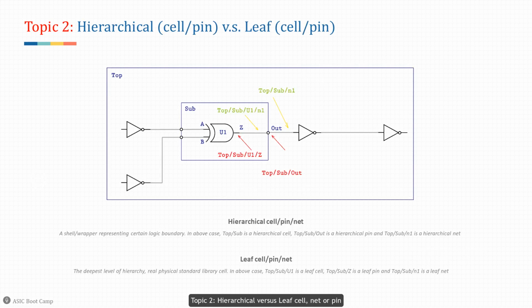Topic 2. Hierarchical versus leaf cell, net, or pin. We often hear two terminologies during discussion: the hierarchical pin, net, or cell, and the leaf pin, net or cell. They are both valid design objects and sometimes referring to the same physical entity, so what's the difference? Well, the hierarchical objects refer to the logic division boundary. It could be a pin or port on a virtual design wrapper. The leaf objects refer to the physical cell boundary, usually meaning a pin or port on a library cell. The leaf is the lowest hierarchy in a design.